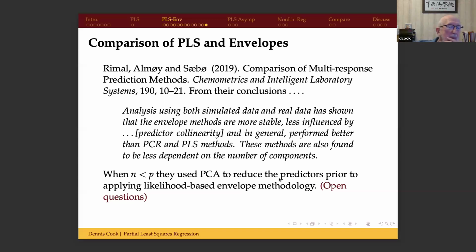Now, there's a curious thing that happened here. When they did their study, they had lots of problems where n was a lot less than p. And so how in the world could they use envelopes, when the envelope methodology is maximum likelihood and n has got to be a lot bigger than p? Well, they reduced the number of predictors by principal component analysis prior to applying likelihood-based envelope methodology. There is no theory for that that I know of. And so that's an open question, but judging from their simulation, it's something that in the future needs to be studied, because it evidently worked really, really well.